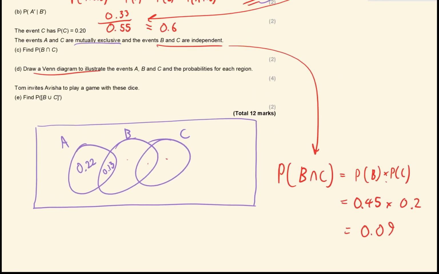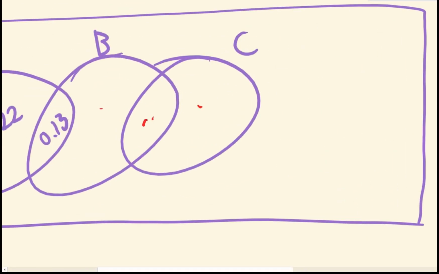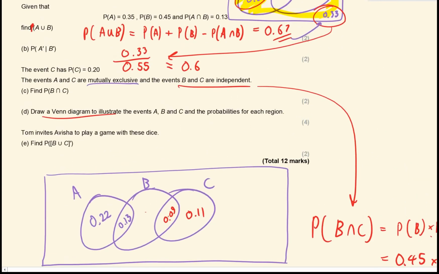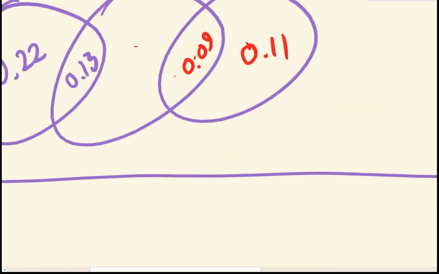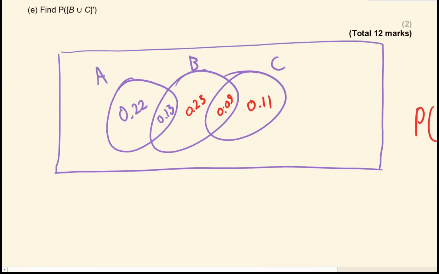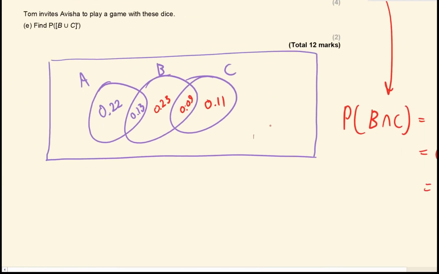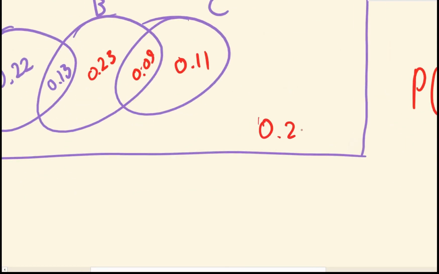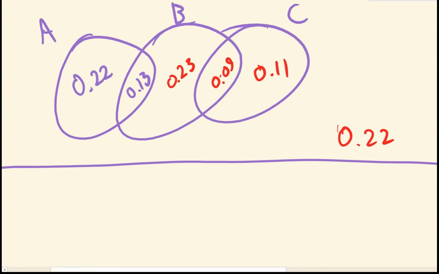We can now do part D. We can draw a Venn diagram. 0.09 goes here. We know probability of C was 0.2, so this will be 0.11. Probability of B is 0.45. I've got 0.22 here so far, which means I'm going to need 0.23, so that all these things add together to give me 0.45. Also to fill out what's going to go over here, and that is going to be 0.22. Again, just by adding up all these things and taking it away from 1.